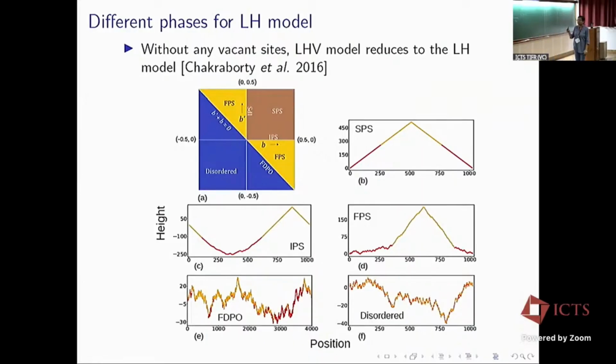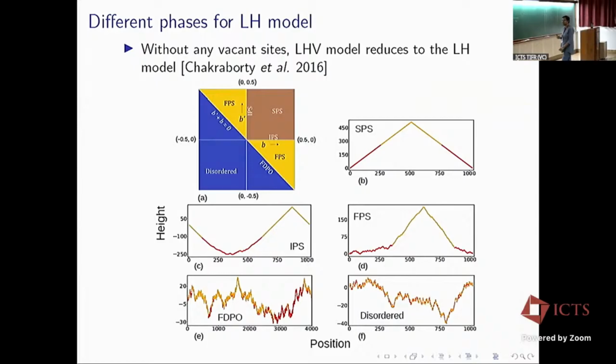So I will just give a brief overview of these phases, and then I will come to the phase diagram for the LH model. This is the phase diagram of the LH model in the B prime plane. What is B prime? The bias coming from the different particle species. As you can see, there are many different phases present, shown in different colors. And these panels show representative configurations of the system from each phase.